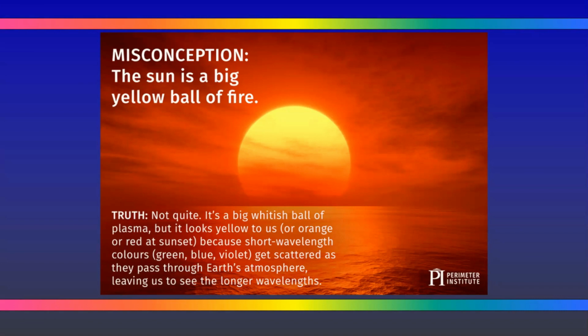Speaking of preconceptions that people have, the sun is a big ball of fire. Not so true. It's a big whitish ball of plasma. It looks yellow to us, orange-reddish at sunset, because the shorter wavelength colors, the greens, blues, violets, get scattered as they pass through Earth's atmosphere, leaving us to see the longer wavelengths of the reds and the oranges. This is often known as Rayleigh scattering.